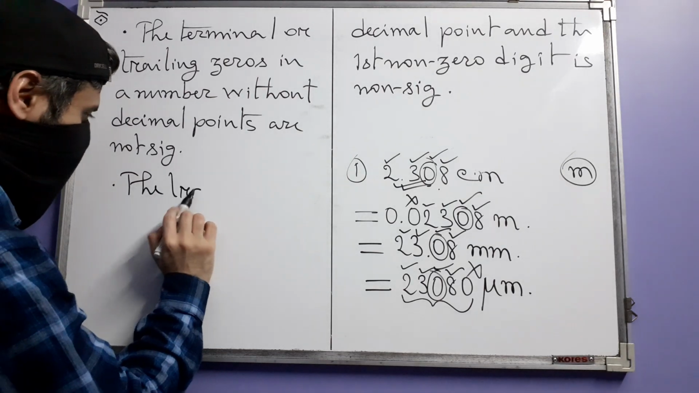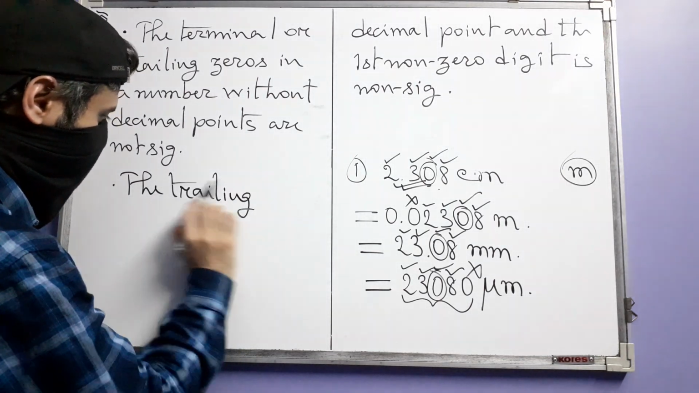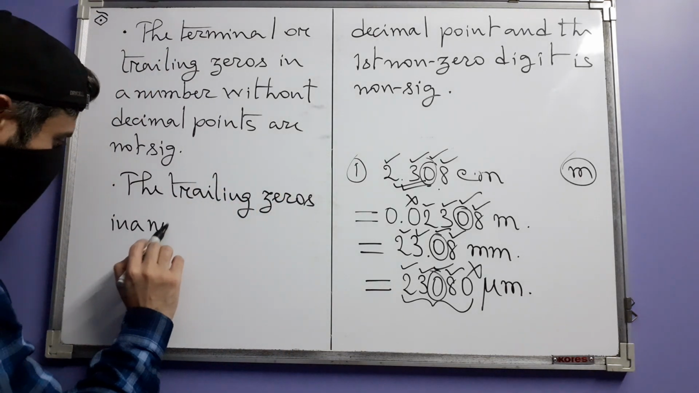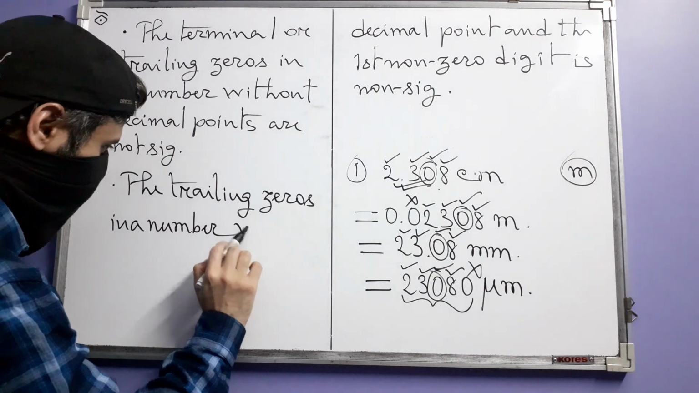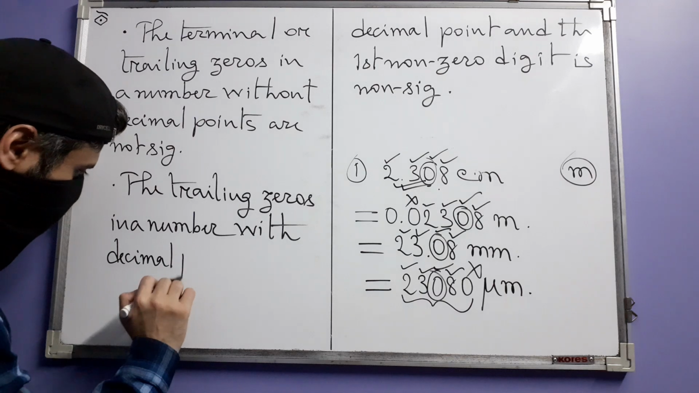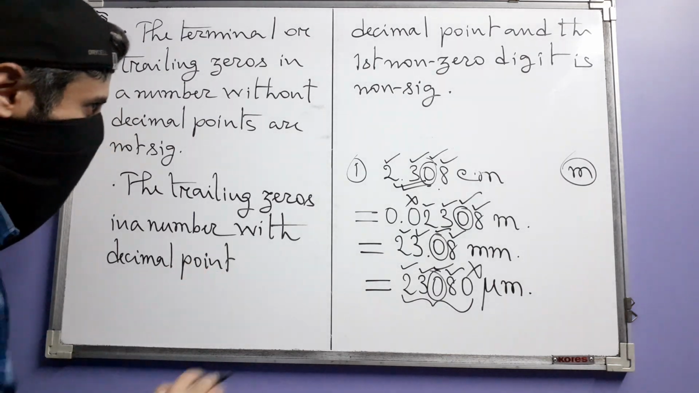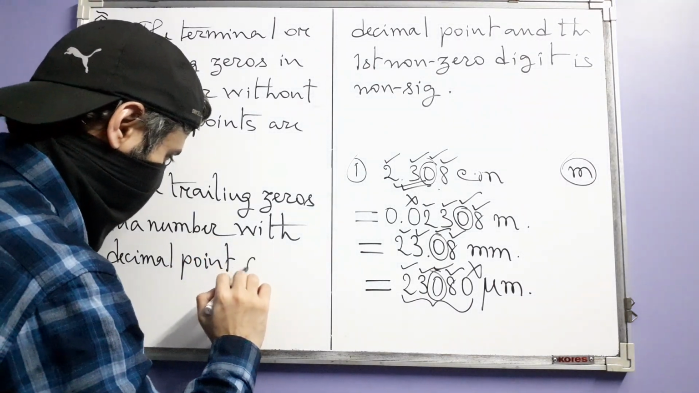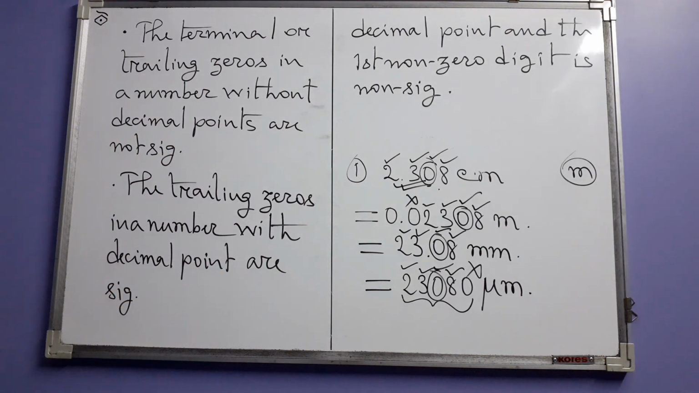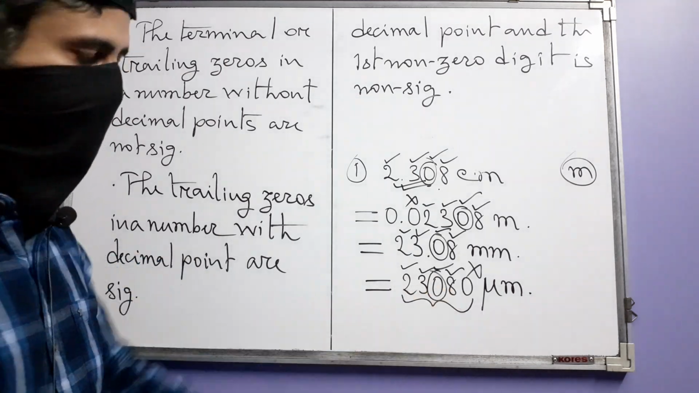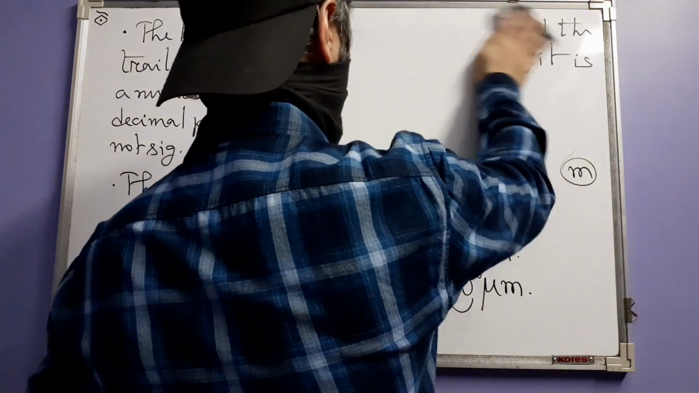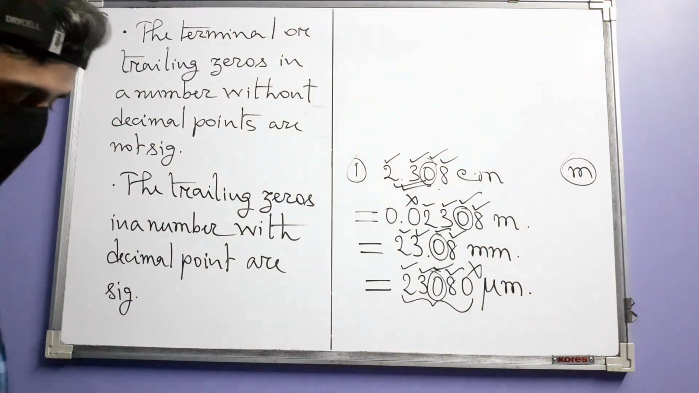The trailing zeros in a number with a decimal point are significant, which we do not exactly see here. So let me show you the examples that the authors have written here.